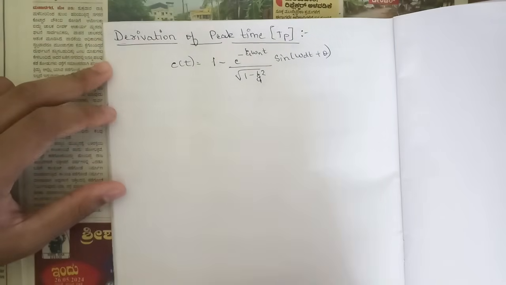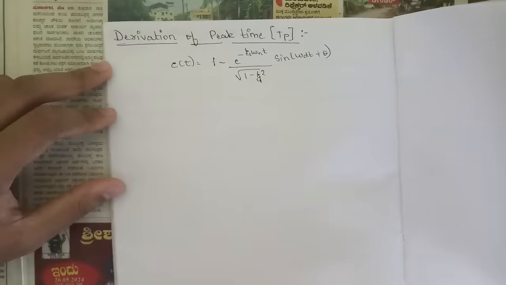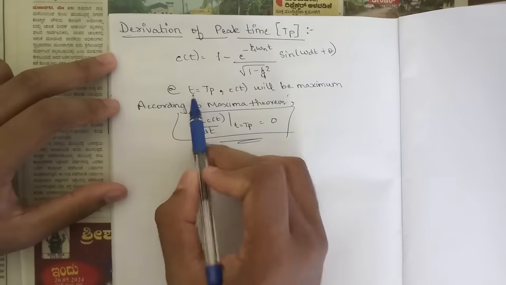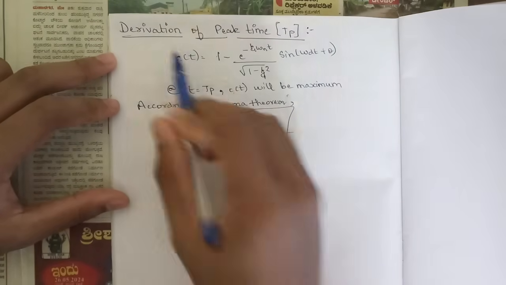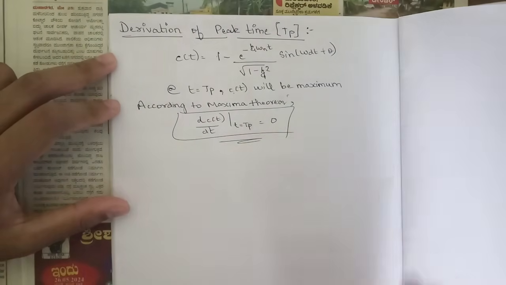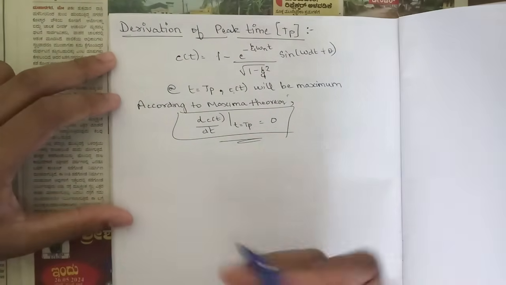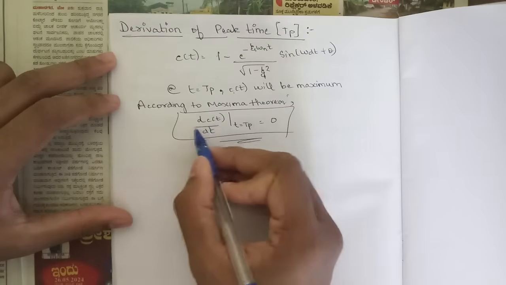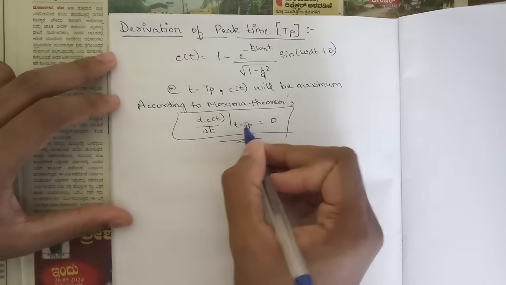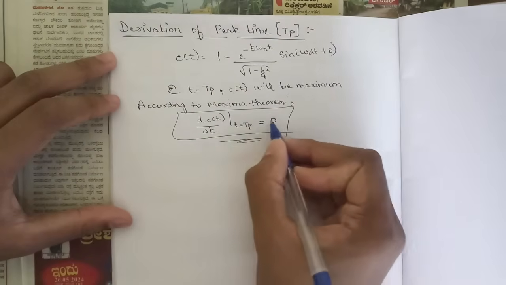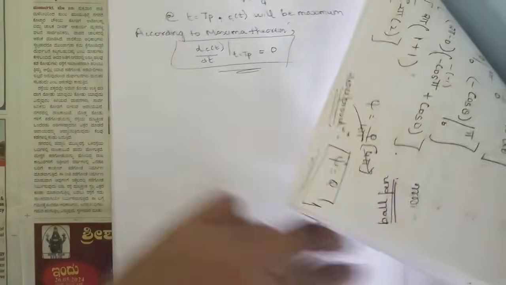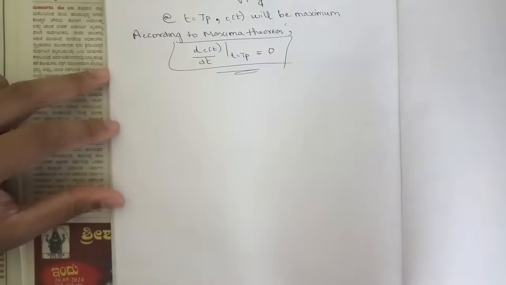So now what we need to know is that at t is equal to Tp, the C of t, or the output response, would be reaching its maximum state. So therefore we can say that C of t would be maximum. Now according to the maximum theorem, the derivative of the output response with respect to time, where the time is equal to the peak time, is equal to 0.